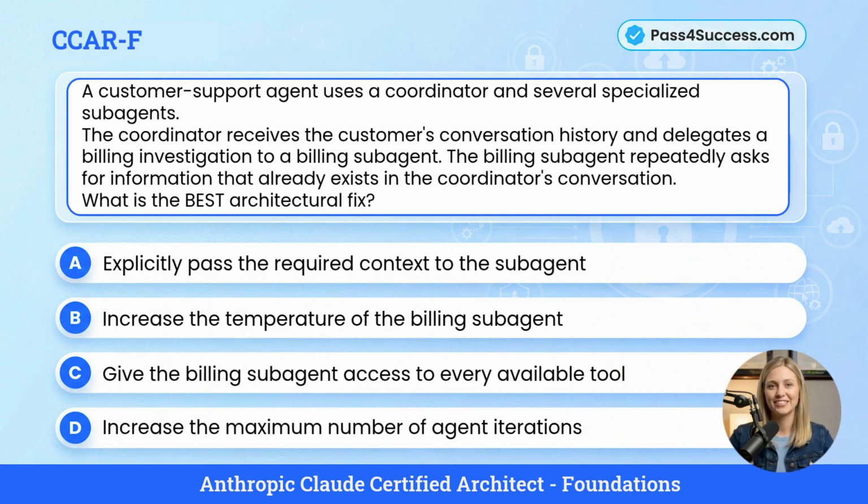A. Explicitly pass the required context to the subagent. B. Increase the temperature of the billing subagent. C. Give the billing subagent access to every available tool. D. Increase the maximum number of agent iterations. Pause for 5 seconds and choose the correct answer.